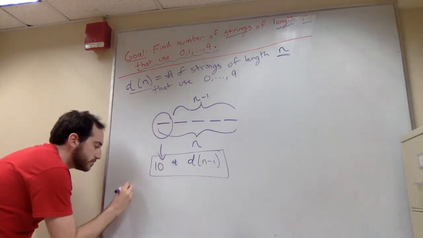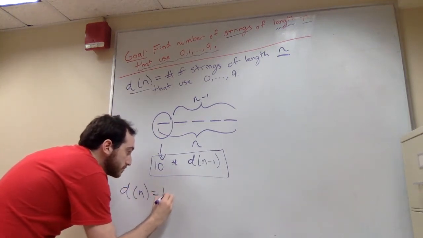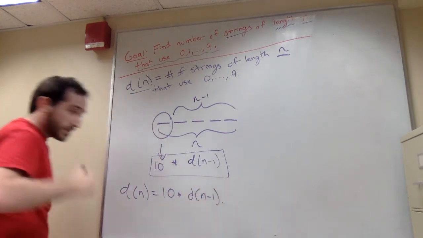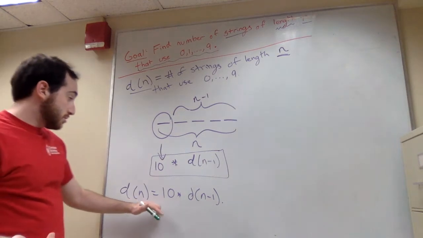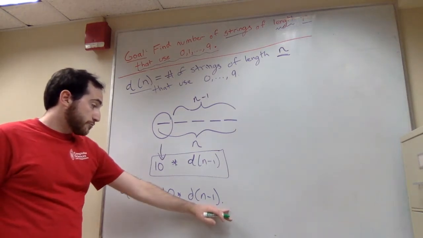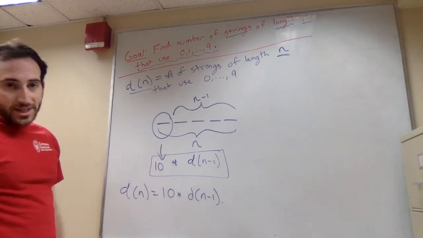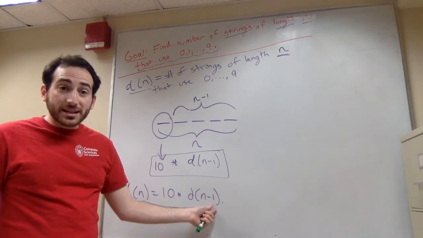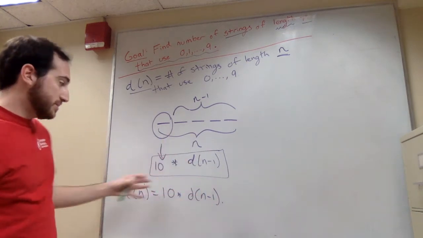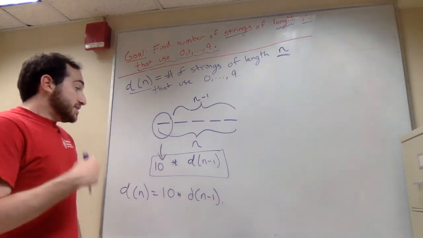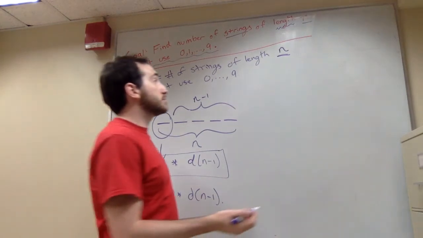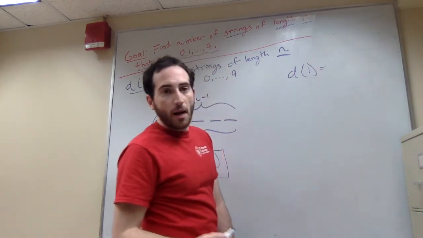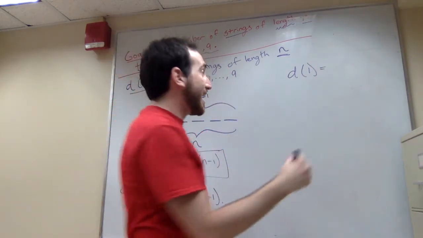And so 10 times d of n minus 1. So this is the recursive definition. But we need a base case because n going down by 1 eventually will get negative. It'll be negative infinity. It'll just keep going forever. So we need a time to stop. A good time to stop would be when d of 1, because we know how many strings of length 1 there are. We counted before, there were 10.